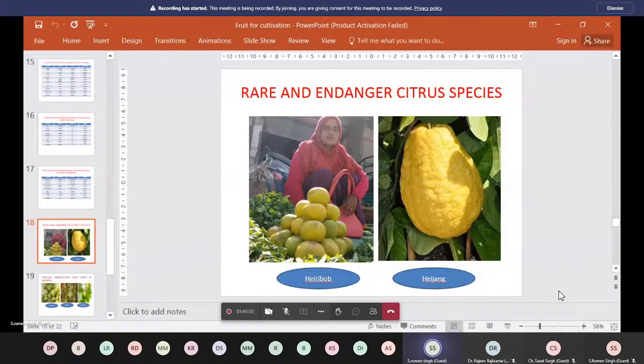So there is good scope for the conservation and expansion of the cultivation of this rare and endangered citrus species. Another is the Hyjan, or Citrus medica. It is a rare and endangered species among the citrus species found in India. This species is also used for medical treatment, like for heart disease. It is in good demand in states outside Northeast India. So we need conservation as well as expansion of the cultivation of these two rare endangered citrus species found at present in Manipur.